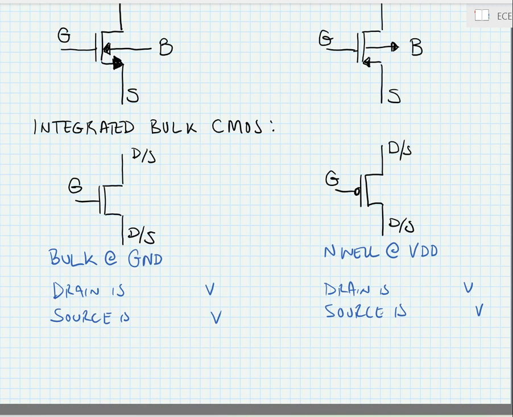The drain in an NMOS is the highest voltage, and the source is the lowest voltage, if we don't otherwise have the arrow defined as above. For a PMOS, the drain is the lowest voltage, and the source is the highest voltage.